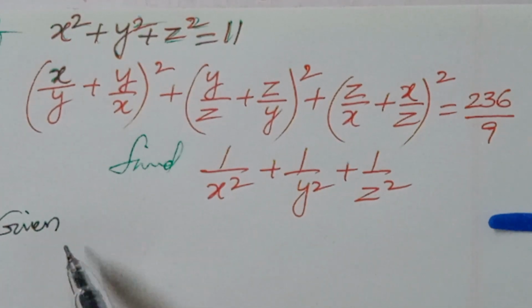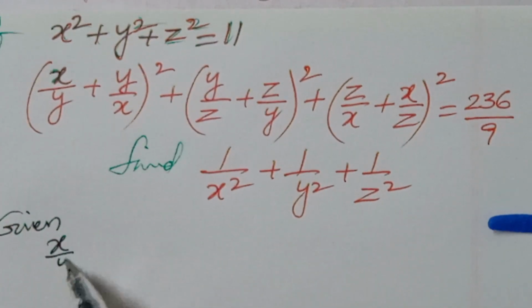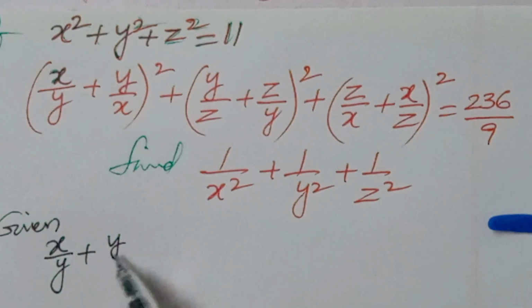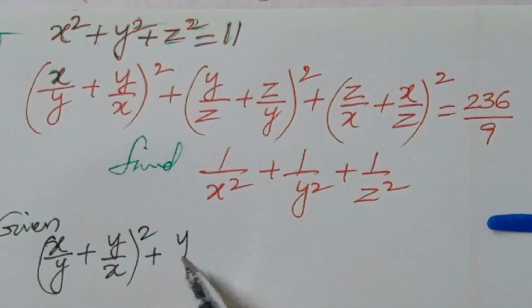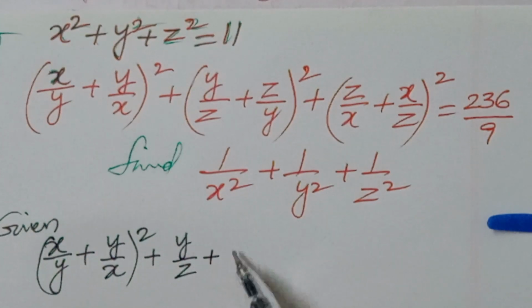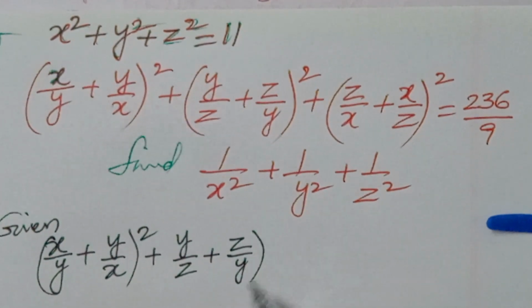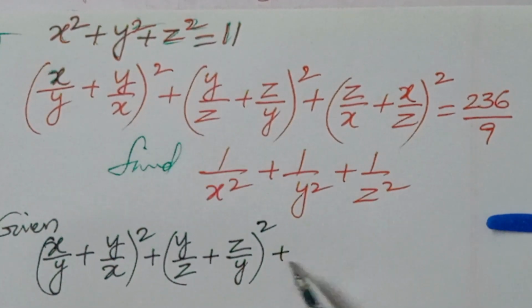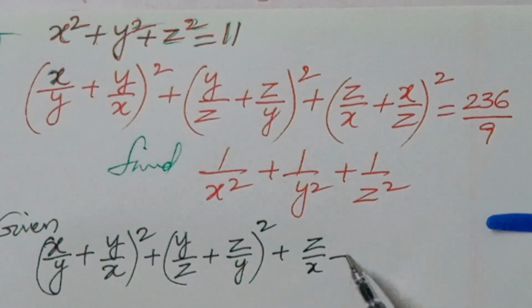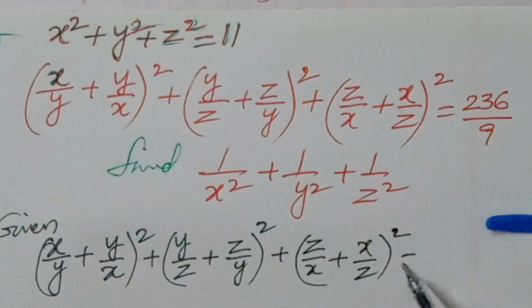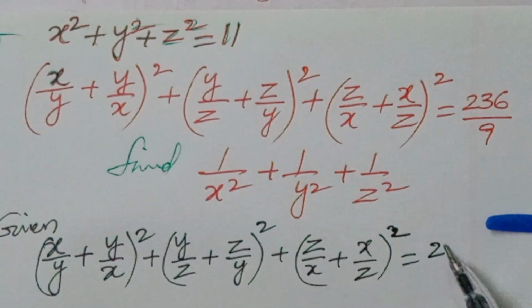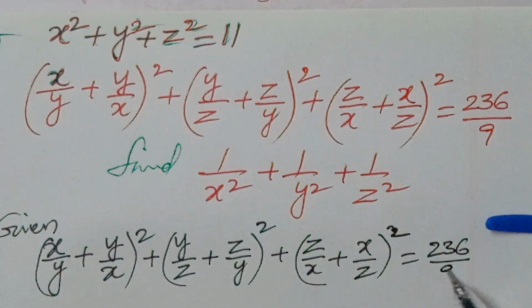Go through them. Given (x by y plus y by x) whole square plus (y by z plus z over y) whole square plus (z over x plus x over z) whole square is equal to 236 over 9.